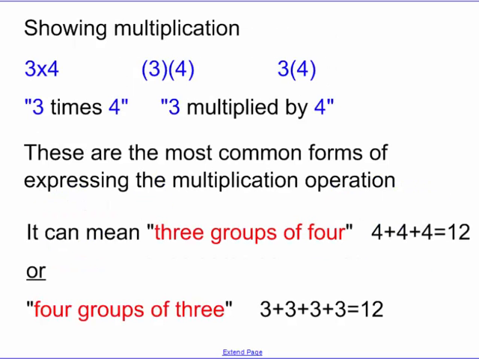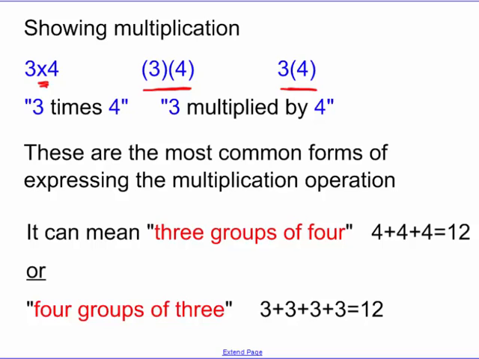So showing multiplication, there are various ways to show this. You can see in the blue text on the top here, 3 times 4. This is a very popular symbol for multiplication, using a little x. Writing two numbers together with brackets, even writing two numbers together with only one bracket. Those are all ways of showing multiplication.